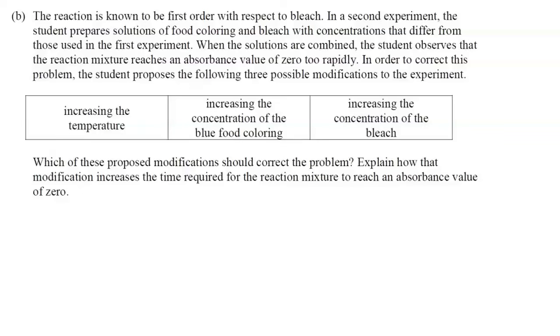In part B, we are given the following information. It says the reaction is known to be first order with respect to bleach. In a second experiment, the student prepares solutions of food coloring and bleach with concentrations that differ from those used in the first experiment. When the solutions are combined, so when they combine the food coloring solution with the bleach solution, the student observes that the reaction mixture reaches an absorbance value of 0 too rapidly. So the color is fading, but it's fading very fast.